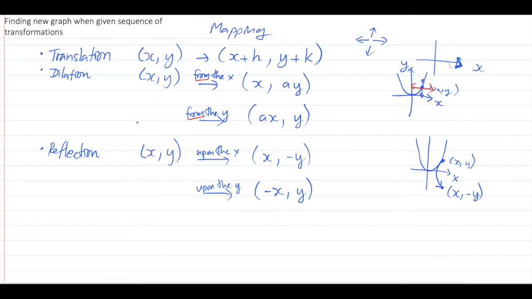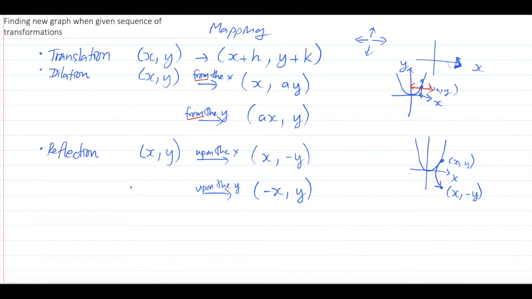So guys, that is the basics of mapping for transformation. So you've got translation, very simple, plus h, plus k. You've got dilation, which is just multiplying your coordinates by a number, a factor. And same thing with reflection, you multiply your coordinates with a -1. That's it. And now we're going to tackle the main topic of today's video, which is finding the new graph when you're given a sequence of transformations.